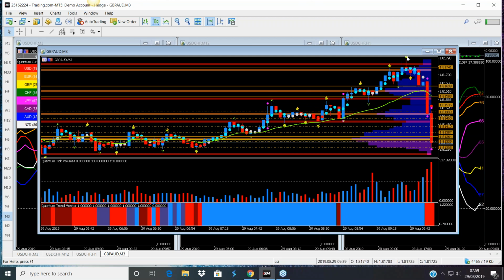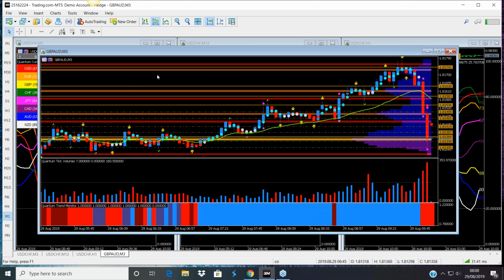81.35. Okay, we've got a shooting star up here. How many pips? It's about 40-odd pips off a 3-minute chart. So to me, I'm delighted with that. Why wouldn't any trader be delighted with that? But we also have to put the price action into the context of the session.